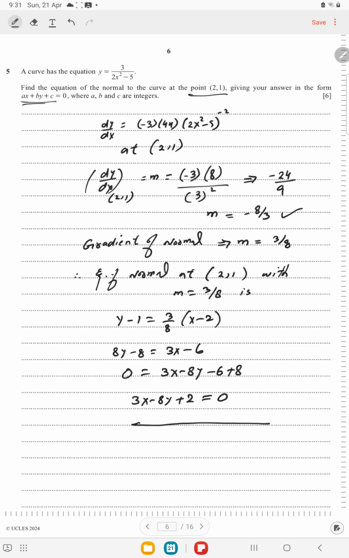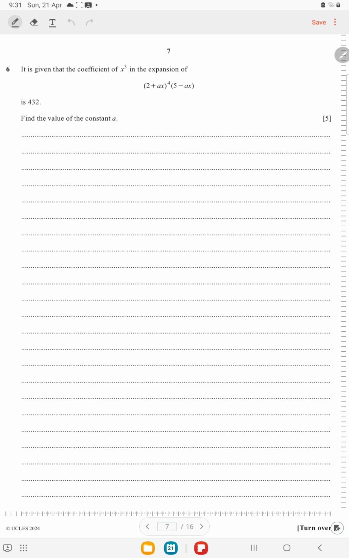Okay, I hope it is clear. Let's proceed to the next question, number 6. Okay guys, question number 6 is for 5 marks. It is taken from the binomial expansion.